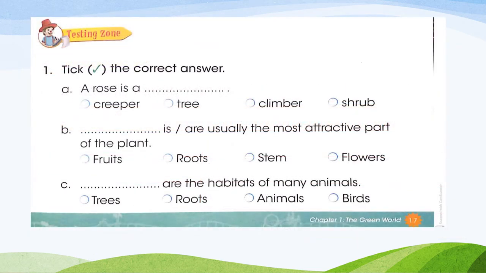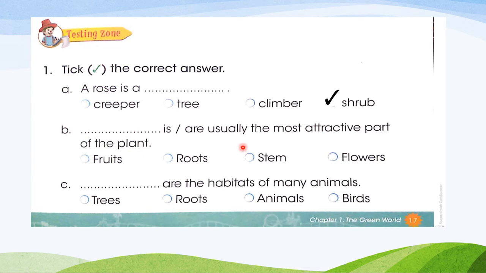Okay, let's move toward the exercise. Here is the exercise. A rose is a creeper, tree, climber, shrub. Rose is a shrub. So tick the correct answer: shrub.